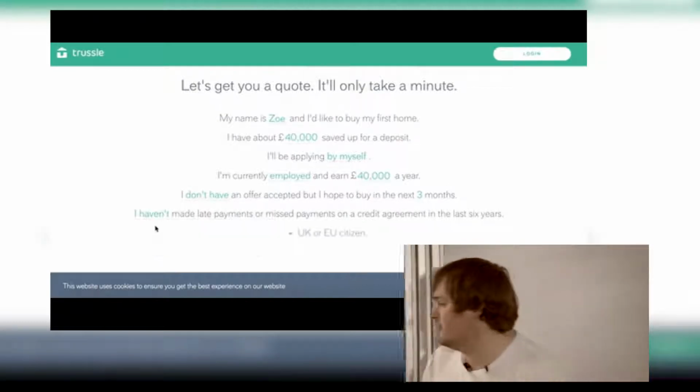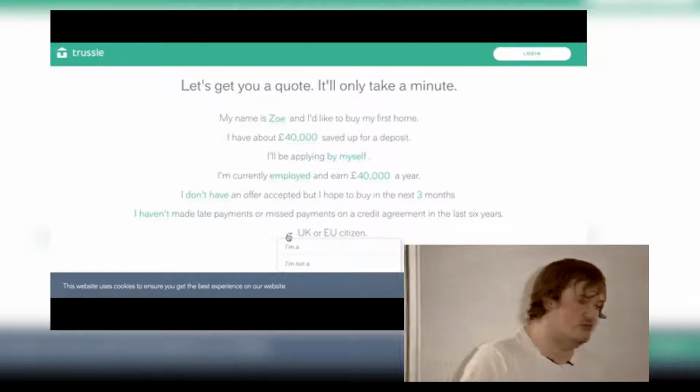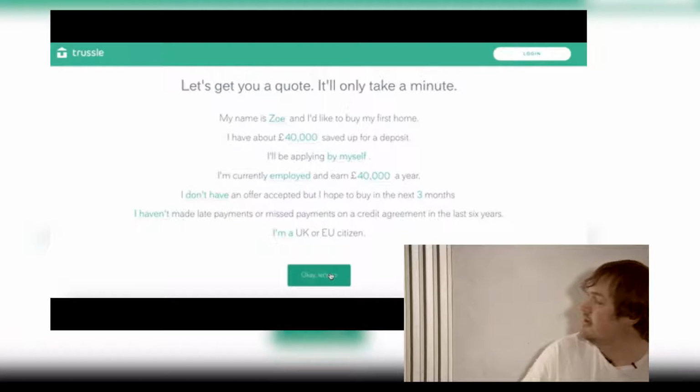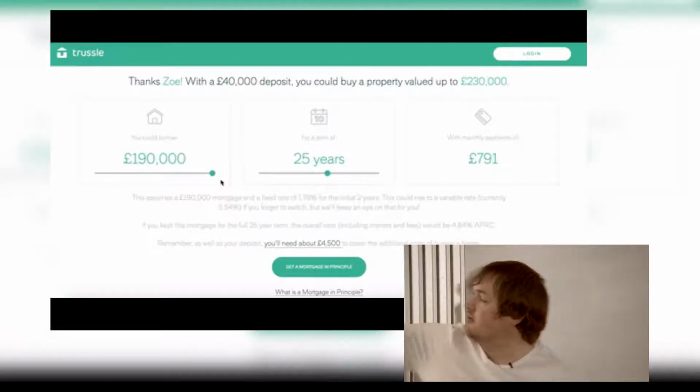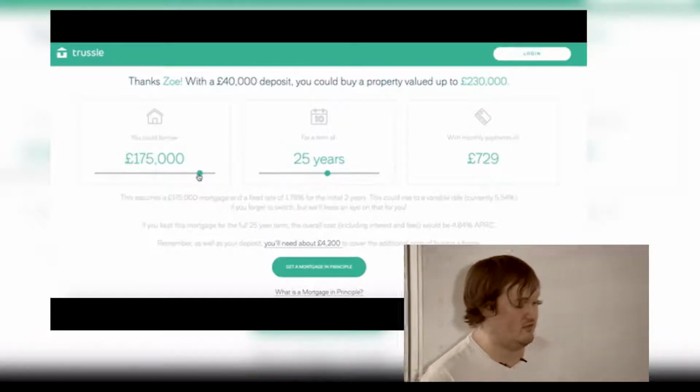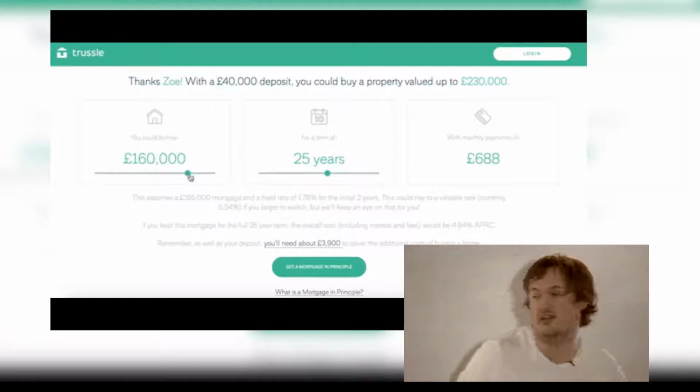This is what I talked about at the start of the talk. We'd ask you a bunch of questions about your current situation, and then at the very end of this, once you've got rid of the cookie banner, you will get a valuation. "Thanks, Zoe, with a £40,000 deposit, you could buy a property valued at up to £230,000." That's the goal, if you like.